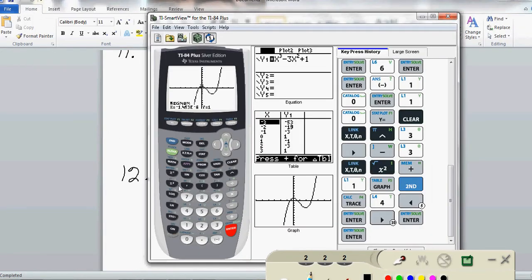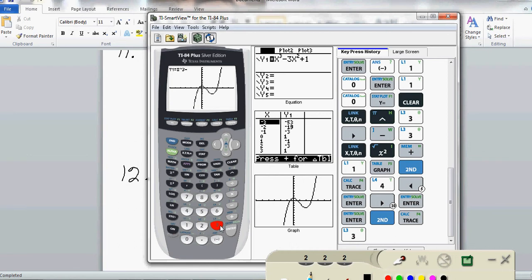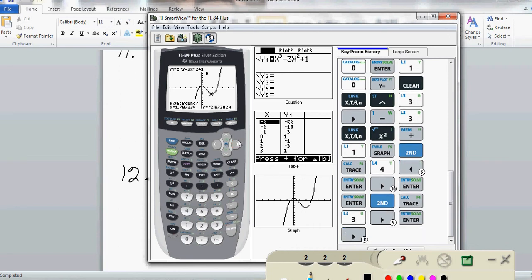And then to find the minimum, we just need to do another calculate, and this time we want minimum, which is option number 3, and we go to the left of the minimum, so anywhere there. Then it asks for a right bound, so we need to go to the right of that, and then guess anywhere. I'm just going to hit enter as my guess, and I see that the minimum is 2.000000003 -3, and realize yours may not be the same here.